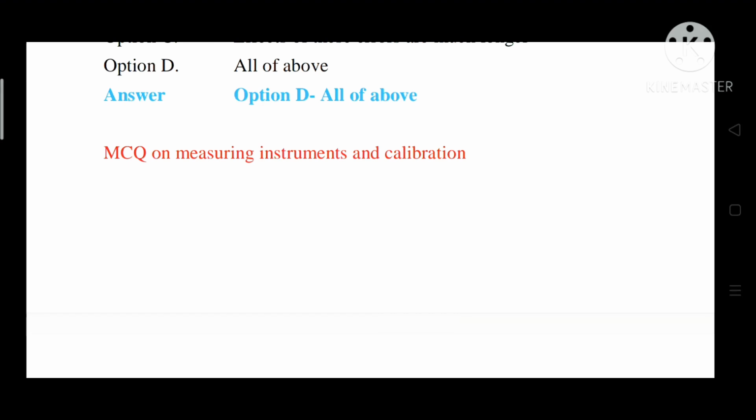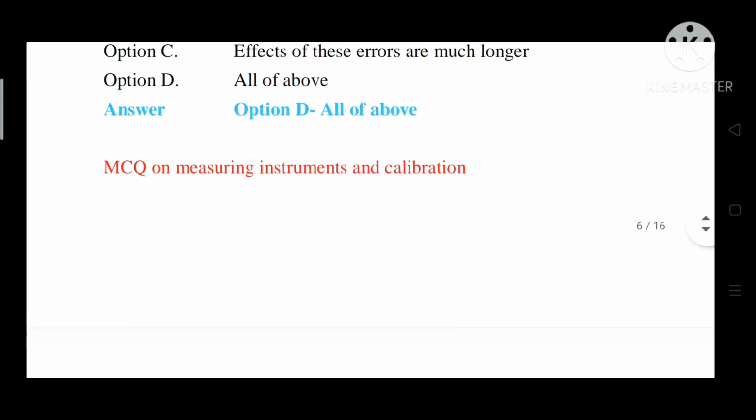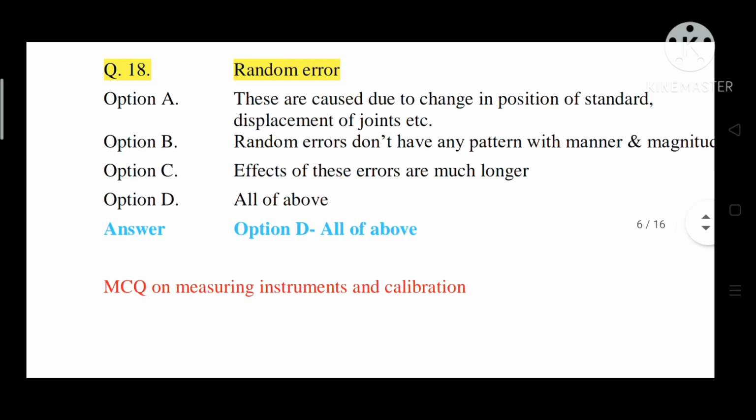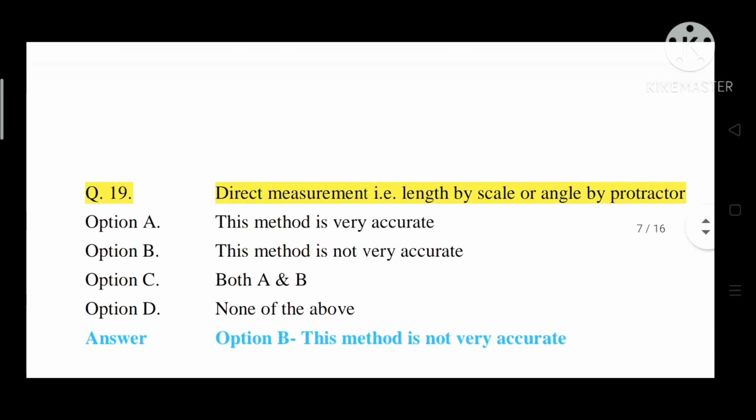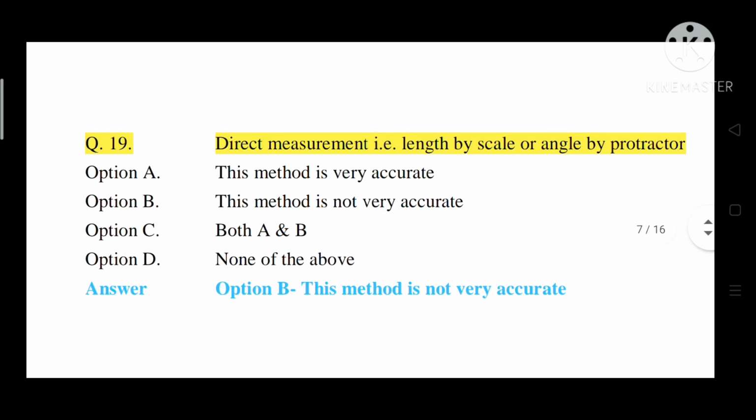Today we will see multiple choice questions on measuring instruments and calibration. So this is part number 2. Already in part number 1 we have seen 18 questions, so we'll start with 19. Question number 19. What is direct measurement?